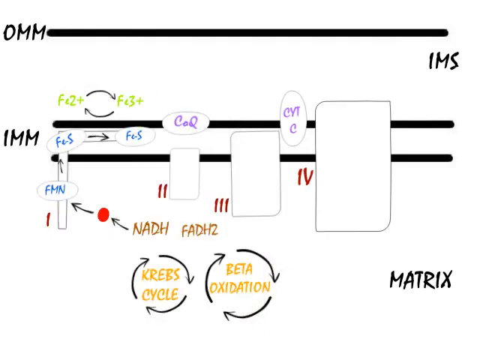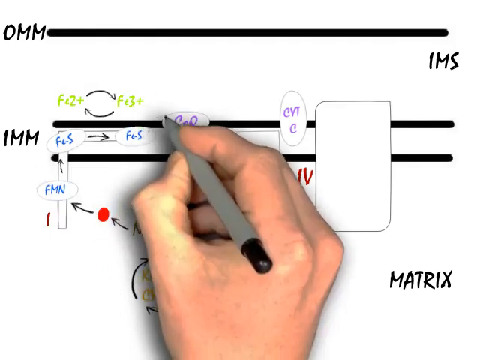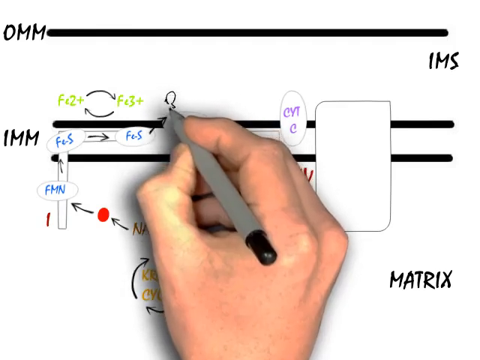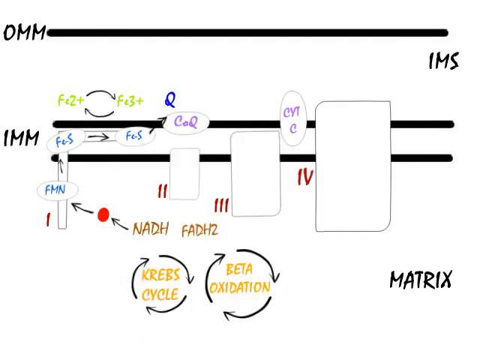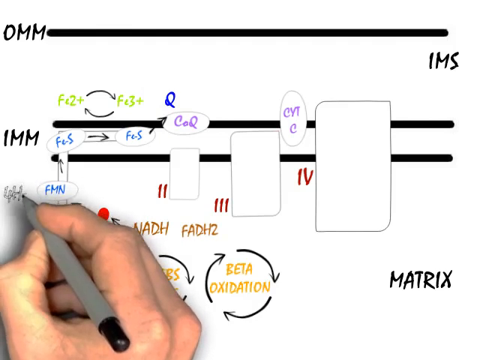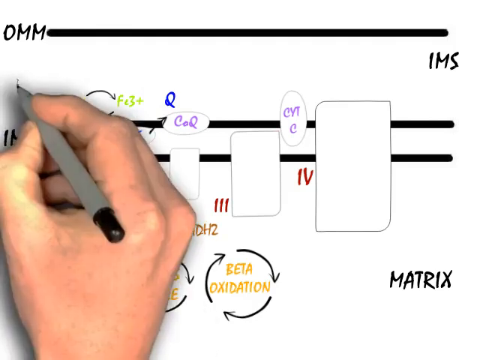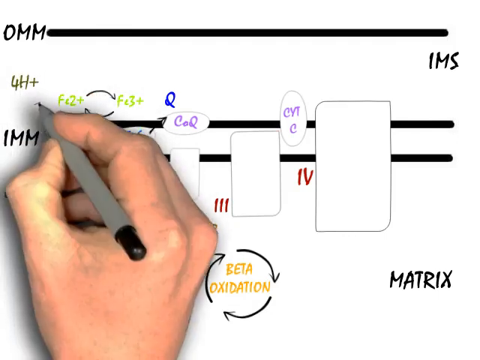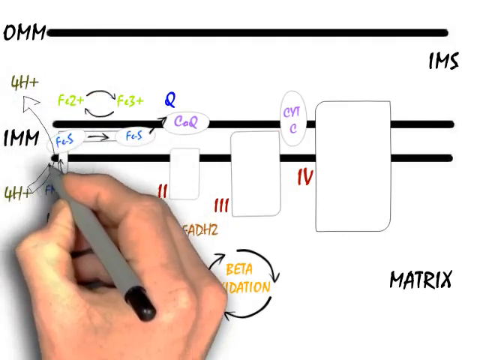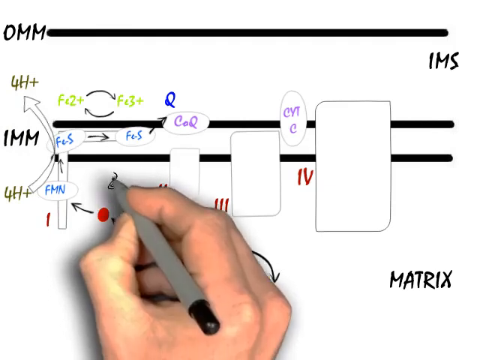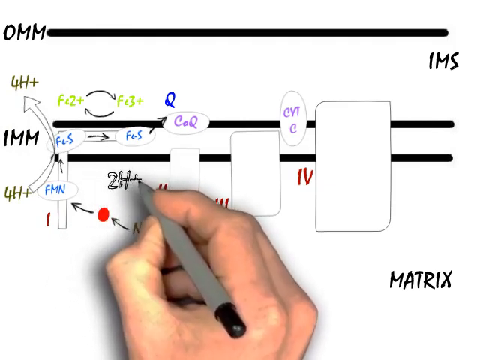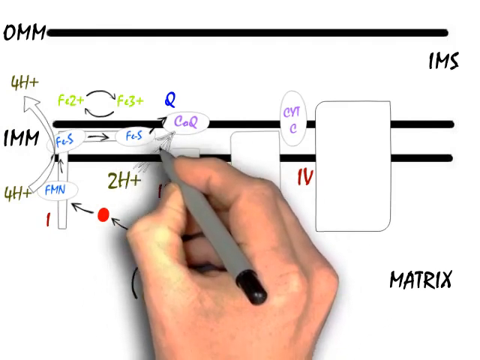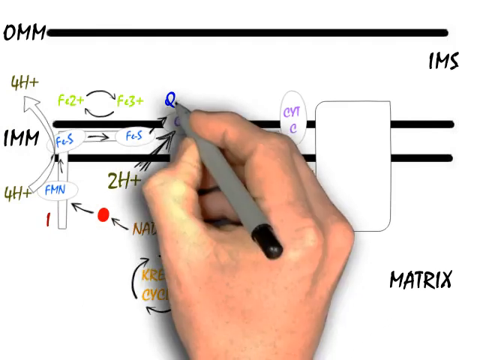In the next step, the iron sulfur protein donates its electron to coenzyme Q. Q is a ubiquinone, which is a freely permeable molecule inside the inner mitochondrial membrane. These redox reactions generate energy that is utilized to pump 4 hydrogen ions from matrix to intermembrane space. The coenzyme Q then combines with 2 hydrogen ions from the matrix of mitochondria and gets converted into the reduced form of ubiquinone.